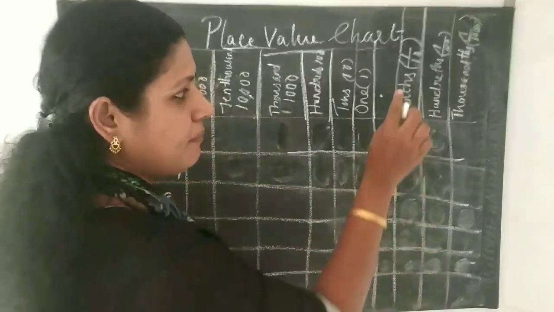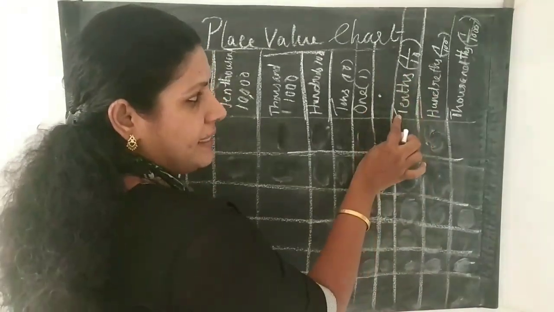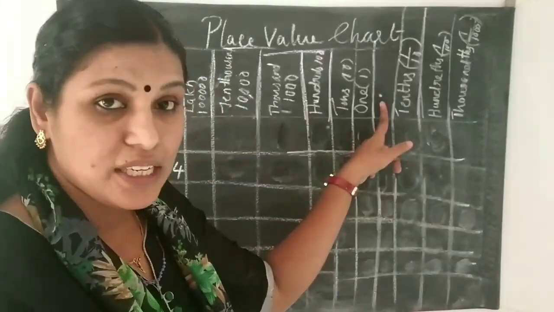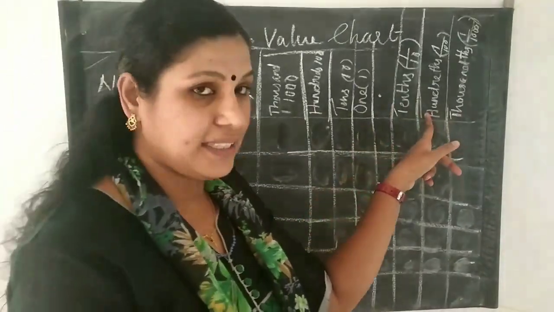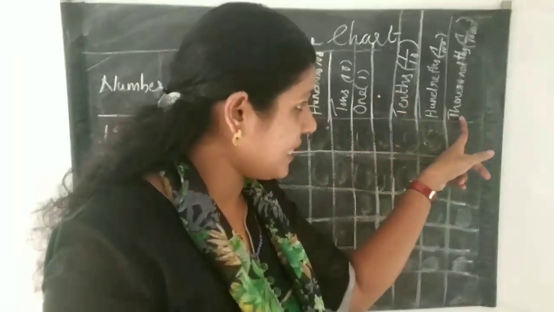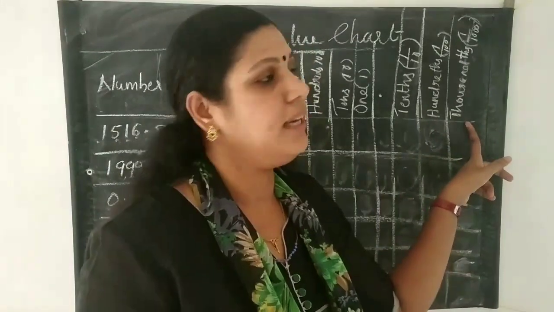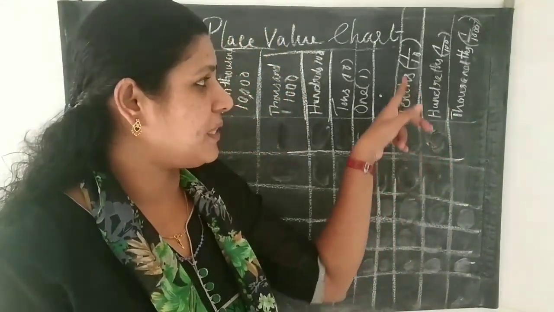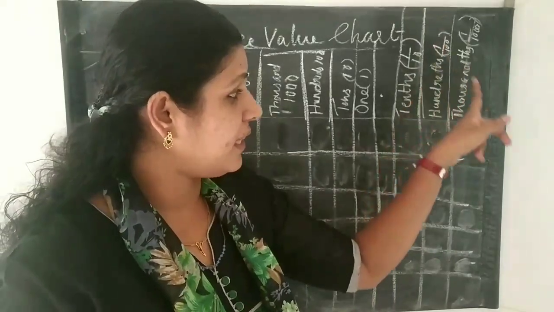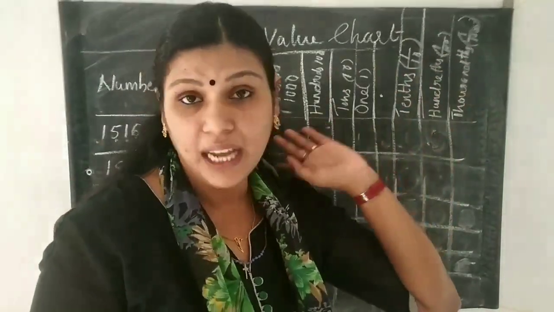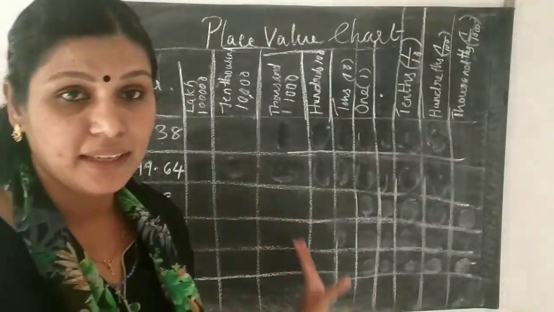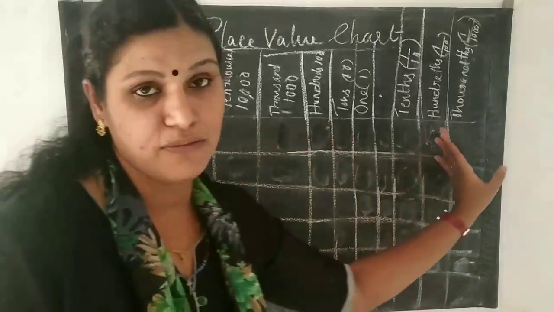And the first number to the right is tenths. The second number to the right of the decimal is hundredths. And the third number to the right of the decimal is thousandths. That is, tenths is represented by 1 by 10, hundredths by 1 by 100, thousandths by 1 by 1000. Now we are going to do some questions on how to write these numbers on the place value chart.